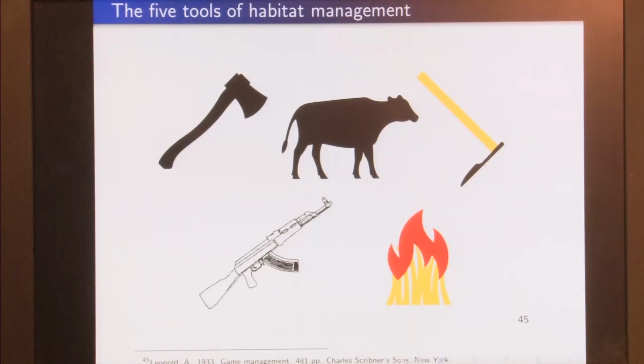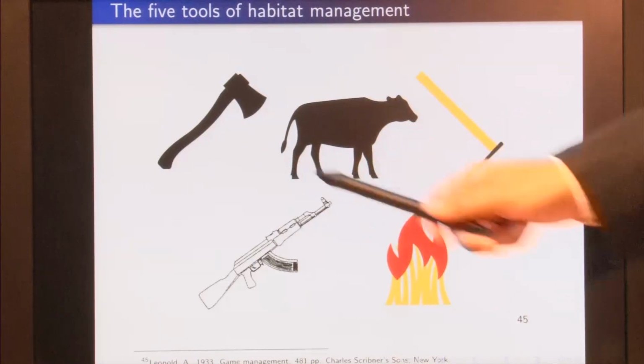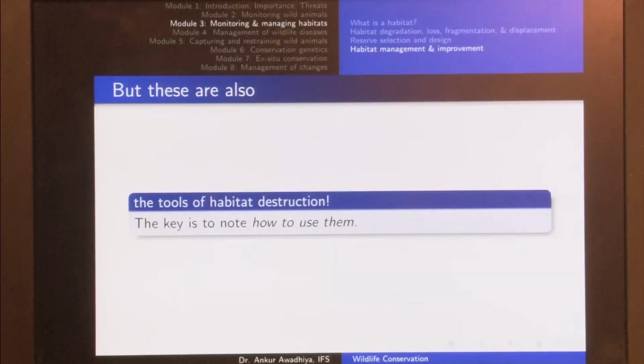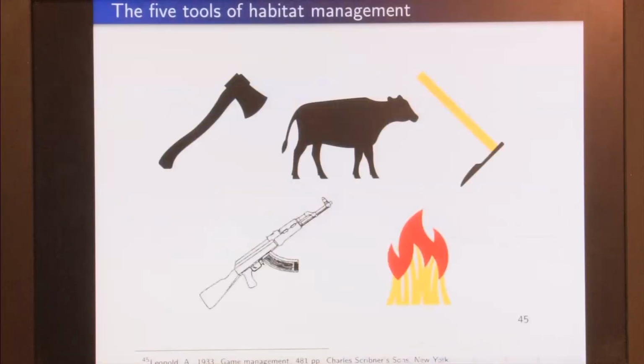The 5 tools of habitat management according to Aldo Leopold are the axe, the cattle or the cow, plough, gun and fire. If we look at it in more detail, all of these 5 tools are also the tools of habitat destruction, because the same axe that can be used to remove weeds can also be used to remove trees from an area.